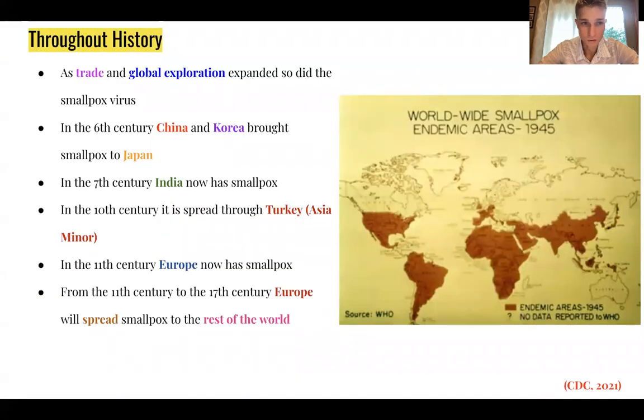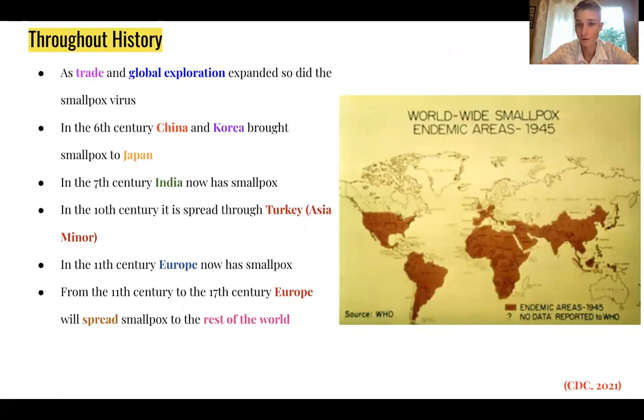Smallpox throughout history. So as trade and global expansion began, the smallpox virus began to spread as well. In the 6th century, China, Korea brought it to Japan. In the 7th century, India now had the smallpox virus. In the 10th century, it has spread through the Asia Minor, which is now known as Turkey.